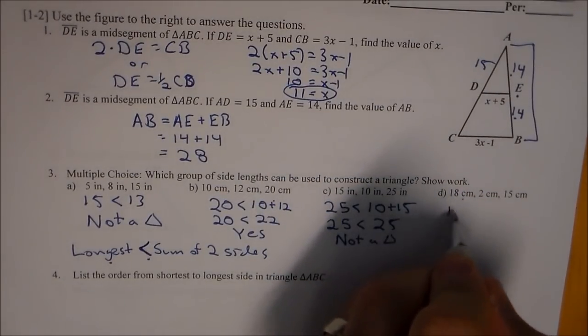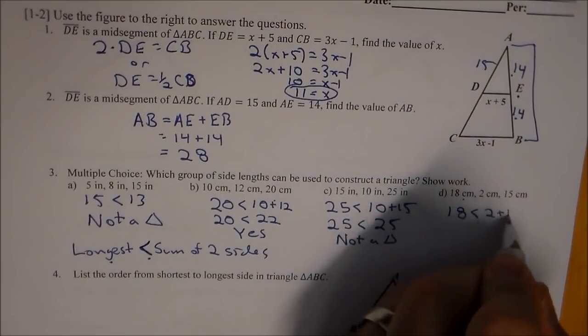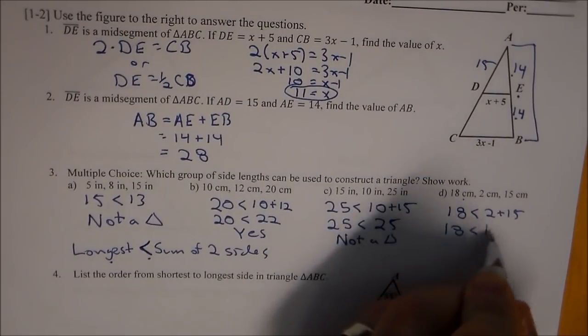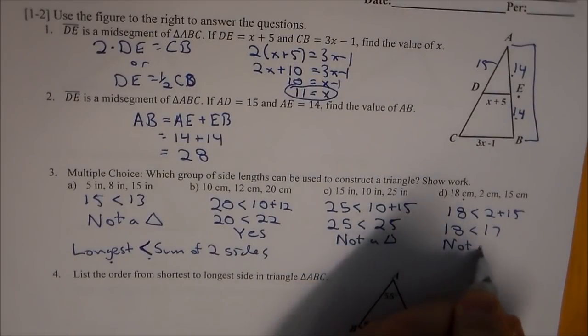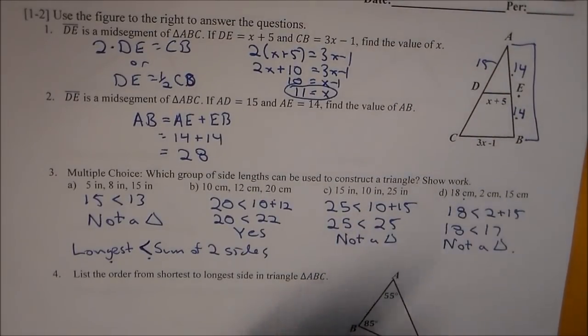Last one, 18 is the longest. 18 is less than 2 plus 15. 18 is less than 17 is false, so that is not a triangle.